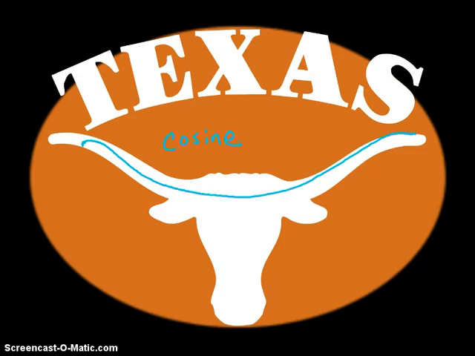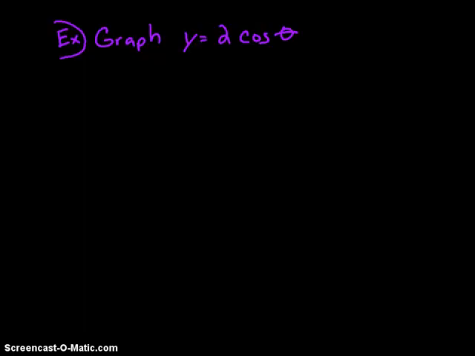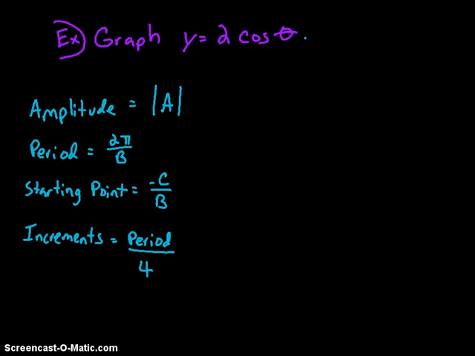So, cosine. Let's give a new one and graph y equals 2 cosine of theta. The characteristics are still the same. Amplitude is still the absolute value of a, period is still 2 pi over b, the starting point is negative c over b, and the increments are still the period divided by 4.